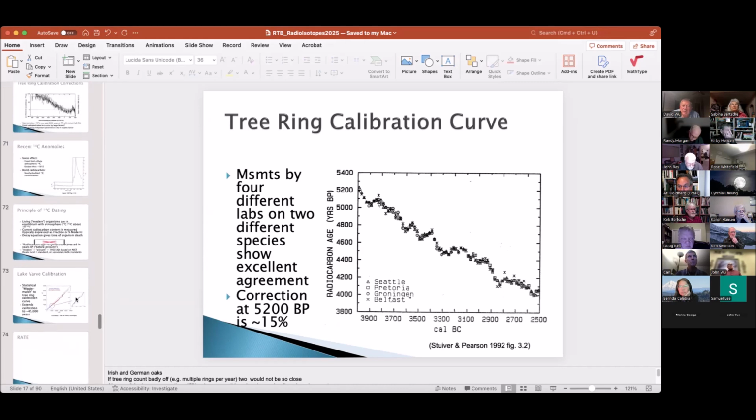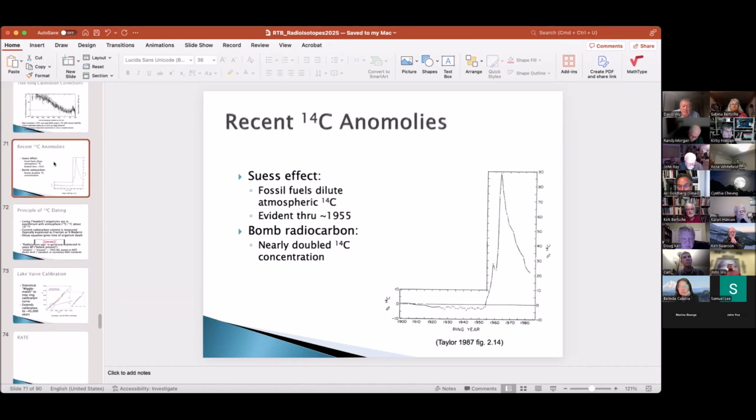If you want to measure something very recent, you're in luck, because here is 1960. 1950 is what we call present in radiocarbon dating. In the early 1960s, atmospheric nuclear bomb tests raised the amount of radiocarbon in the atmosphere tremendously. It almost doubled it. It went up 90% above where it was.